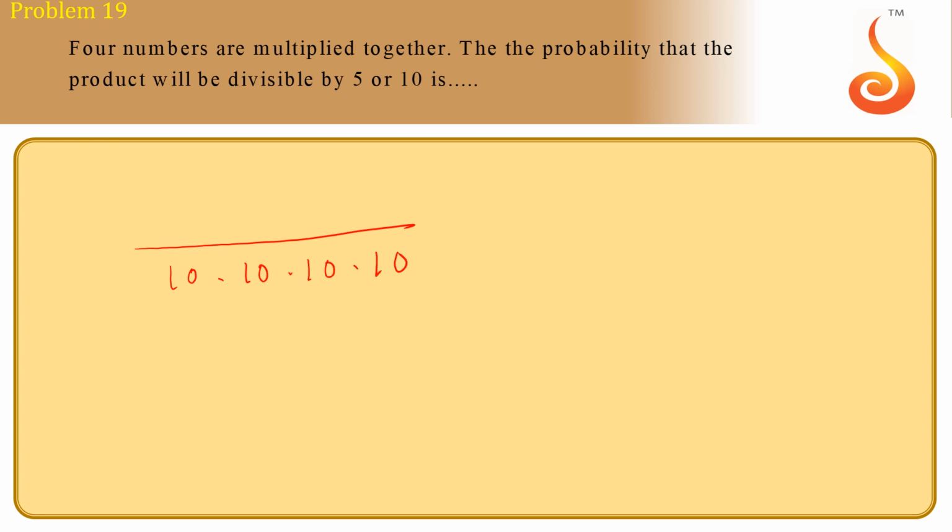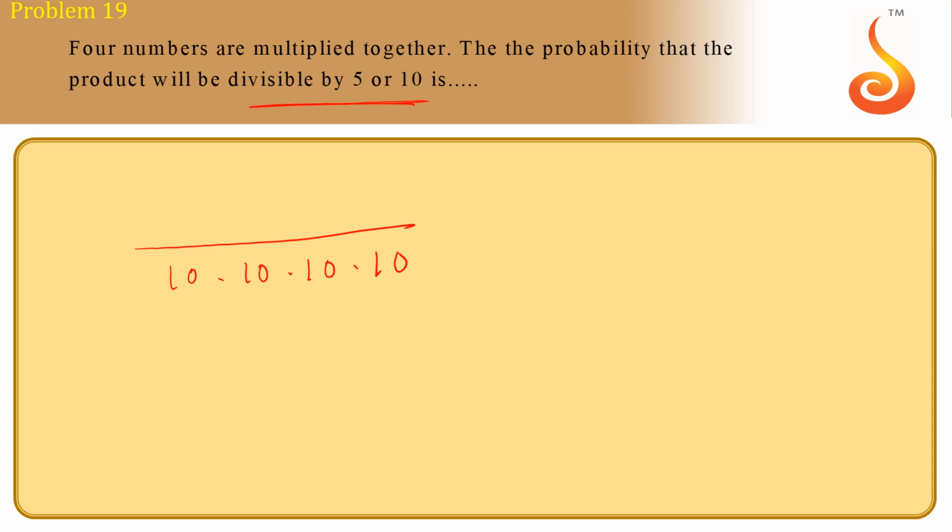So 0 to 9, each number's units place can be from 0 to 9. So that is 10 into 10 into 10 into 10. Then what I want to do: for the product to be divisible by 5 or 10, first I will go against it. I don't want it divisible by 5 or 10, which means it should not end with 5 or 0, which means our four numbers should not end with either 5 or 0.